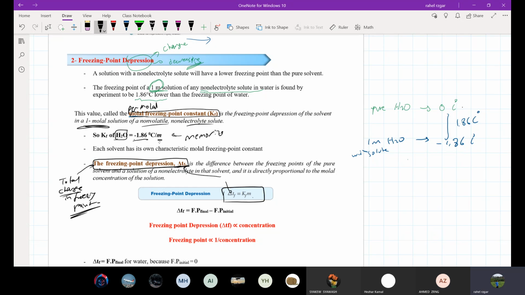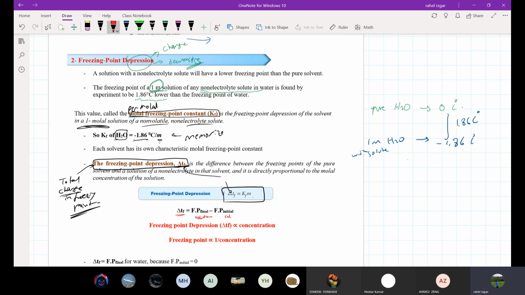And as always, everyone, you know that delta TF, in every place that you study delta TF, is always final minus initial. What is the final here? Freezing point of the solution, because delta TF is the change. So it will start from initial. For example, the water will start from 0.